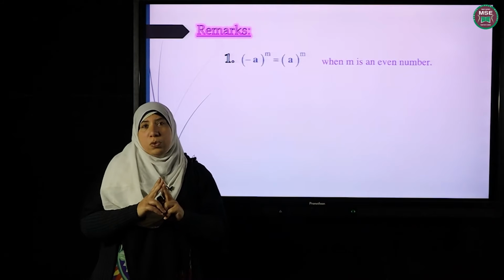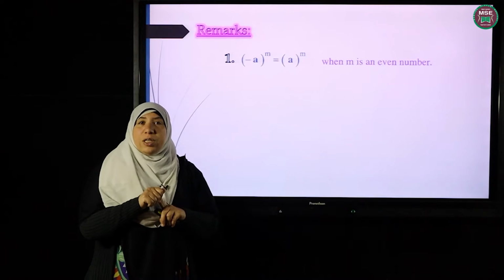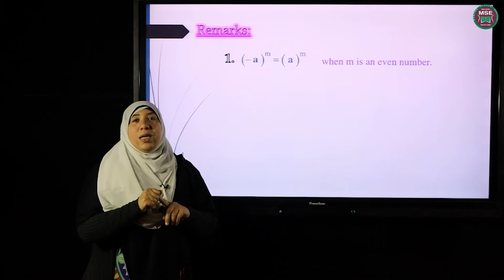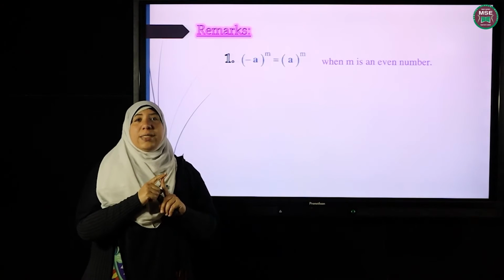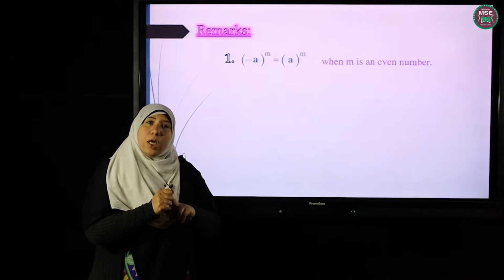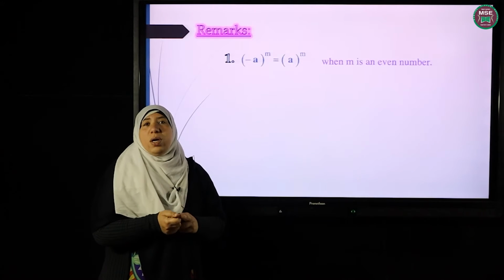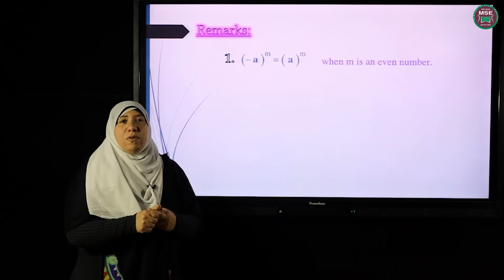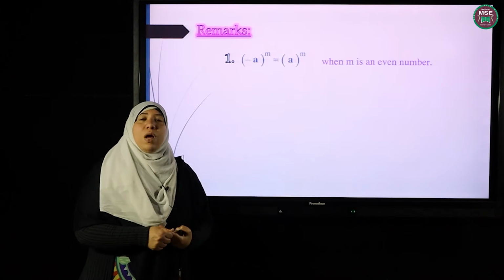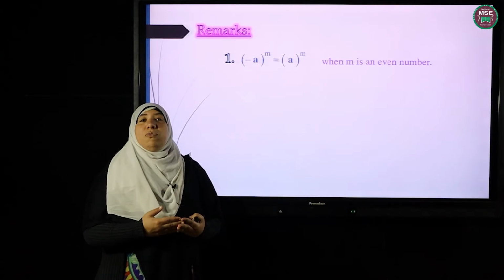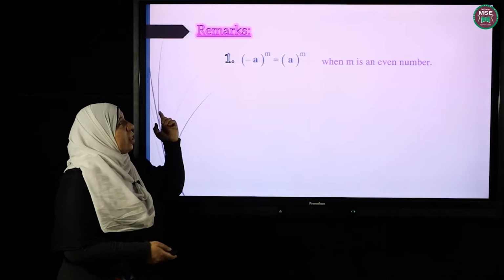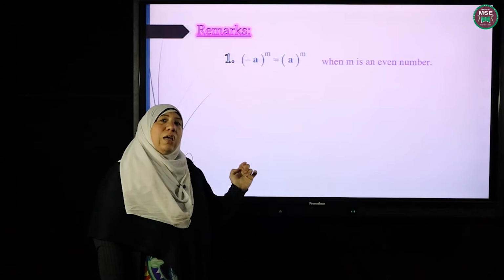Now, you have to remember two things. Number 1, repeated multiplication, or the power, means multiplying the number by itself as many times as the power. Number 2, a negative number multiplied by itself will give you a positive number. Like negative 3 times negative 3 equals 9. Negative 5 times negative 5 equals 25. Any even number of multiplications will give you a positive number. So the even power removes the negative sign.